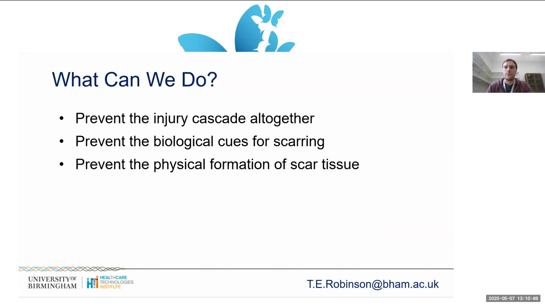So what can we do? This is essentially what's happening in the mouth of a lot of people with EB. How can we solve this? Well, there's a couple of different ways we can try and get around this. The first one, perhaps the most effective, is just to stop the injury cascade altogether.